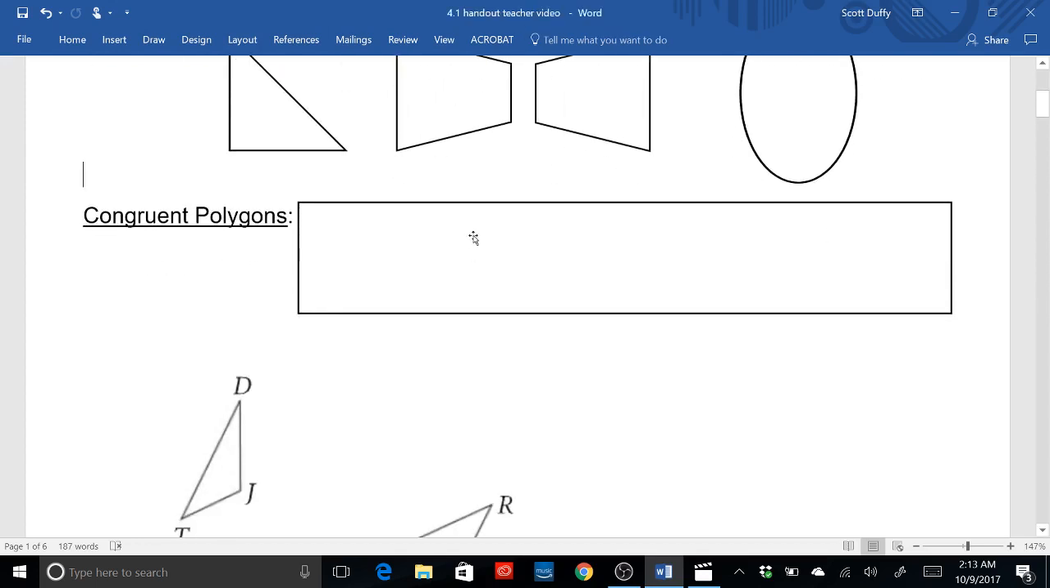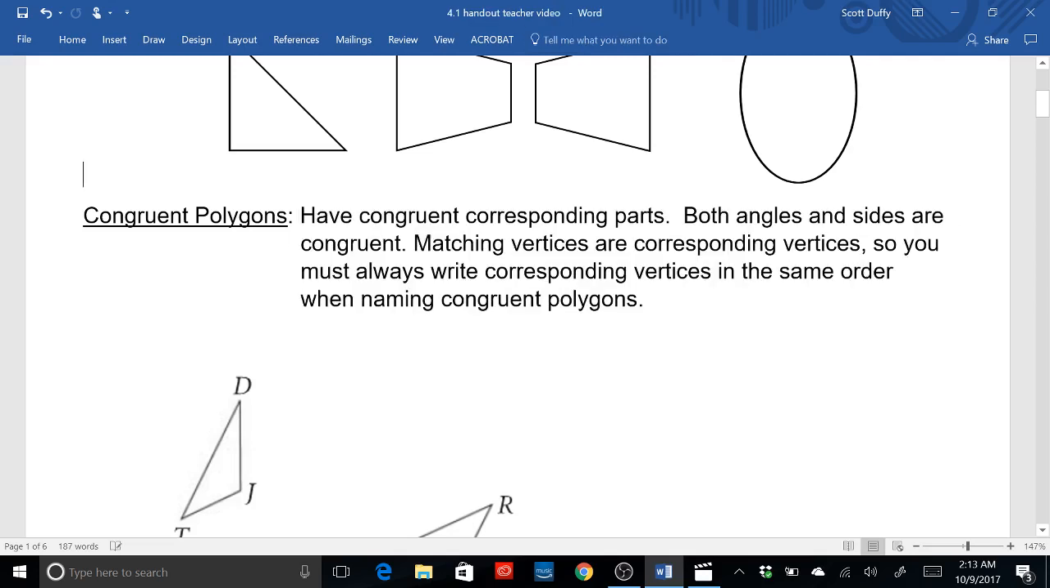Now, congruent polygons are the same. They move over each other so that they completely cover each other up, and they have congruent corresponding parts. So both angles and sides are congruent. Matching vertices are corresponding vertices, so you must always write corresponding vertices in the same order when naming congruent polygons. Take a second, pause the video, make sure you have that in your notes. Moving on.